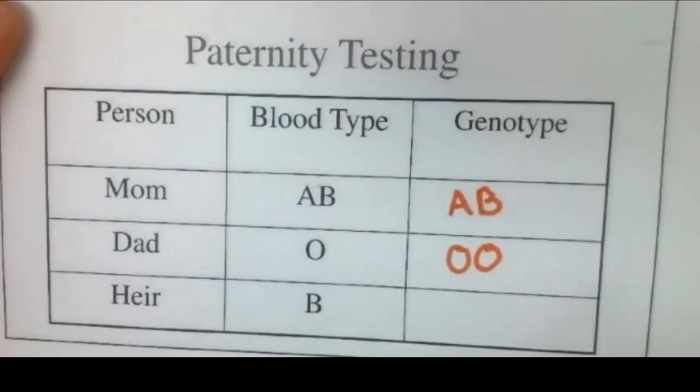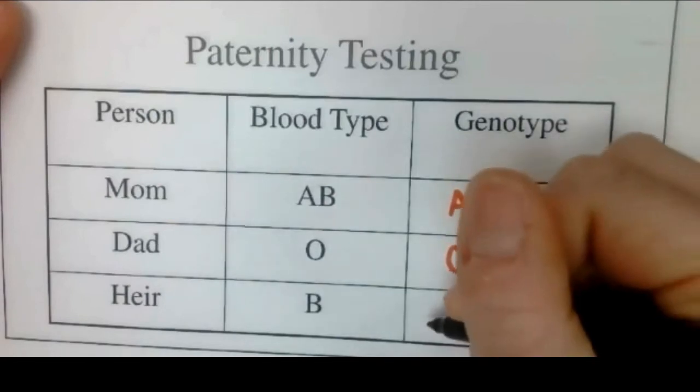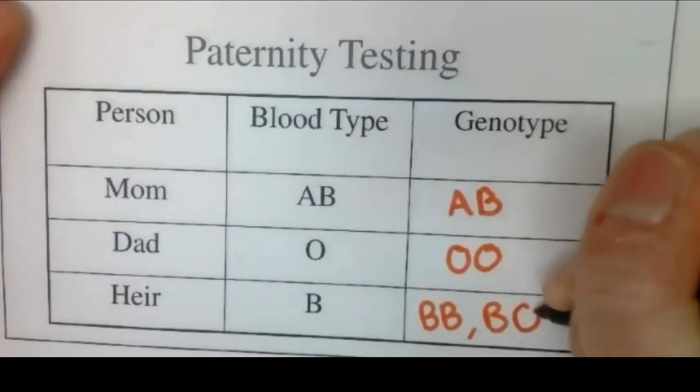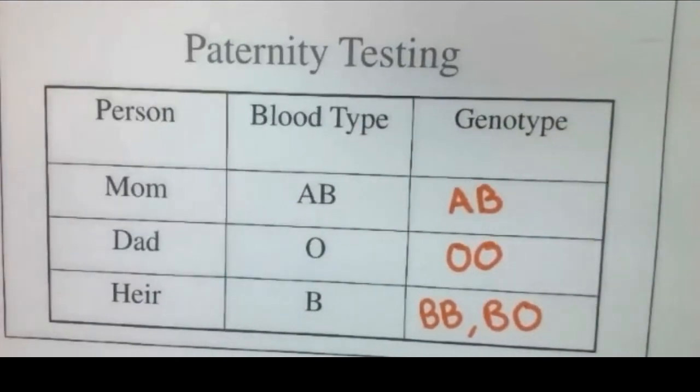And they have a child which is type B blood, okay? So B could be a couple of things, right? We could potentially have B and B, or we could have B and O. So we're going to use our Punnett square to double check and see, okay, could these parents have actually had this offspring, and maybe give us a clue as to which genotype the child would actually be.